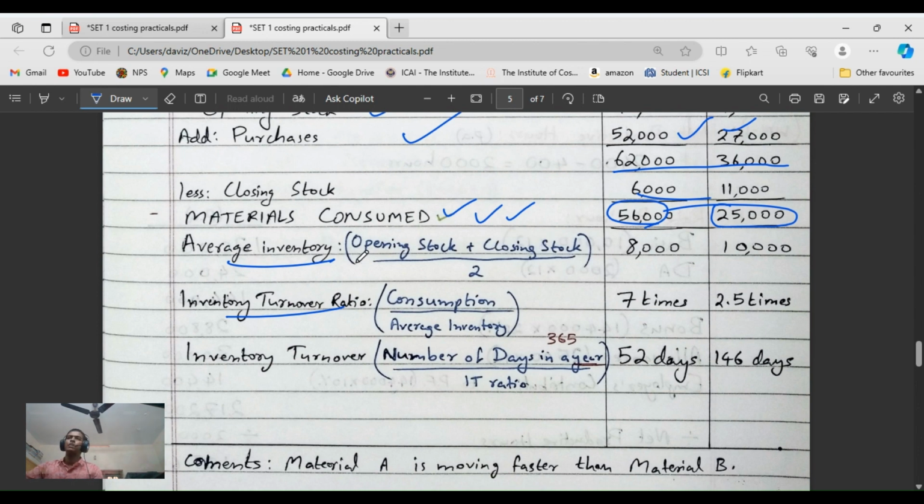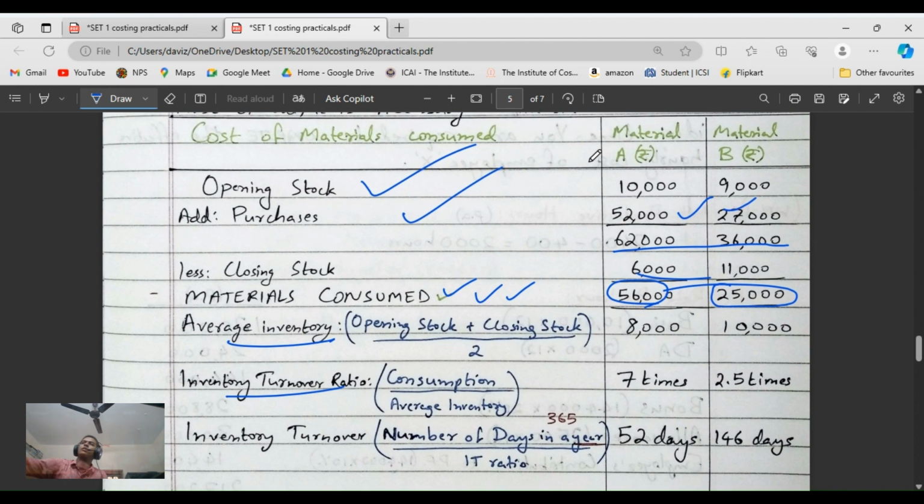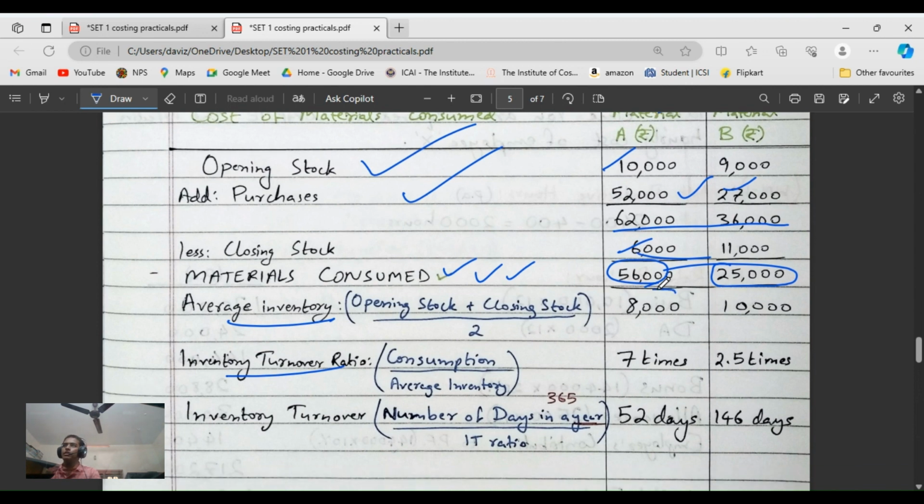We all know that to find the average of inventory, it is opening stock plus closing stock by 2. So 10,000 is opening stock, closing stock 6,000. 10,000 plus 6,000 by 2, it is 8,000.